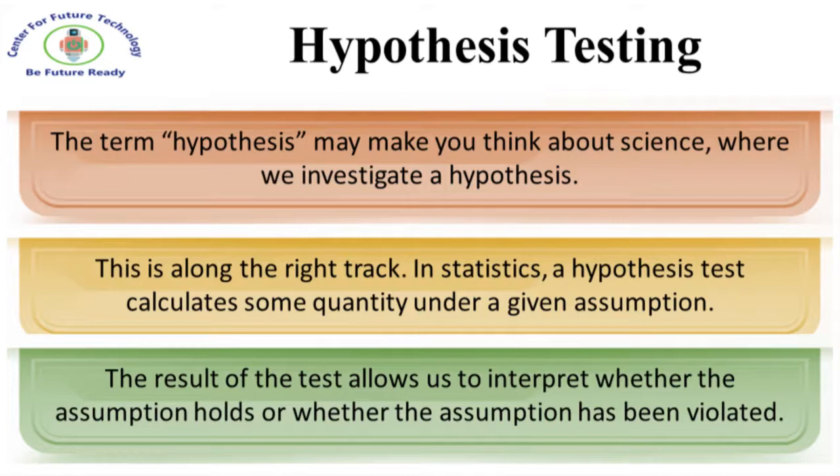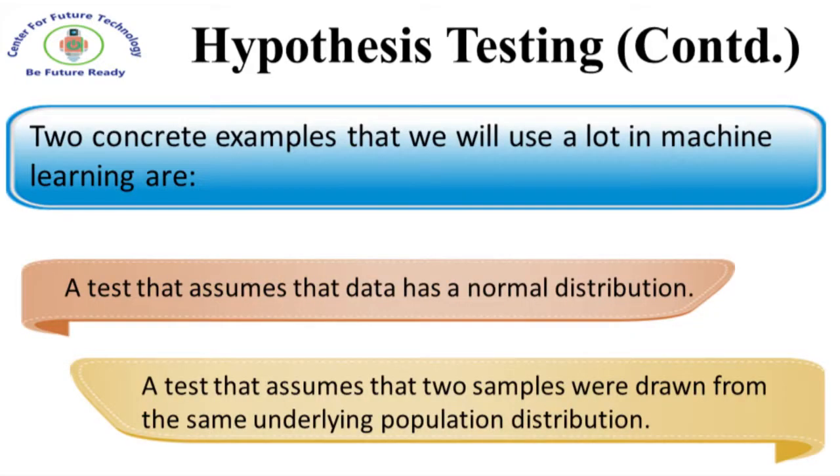This is along the right track. In statistics, a hypothesis test calculates some quantity under a given assumption. The result of the test allows us to interpret whether the assumption holds or whether the assumption has been violated. Two concrete examples that we will use a lot in machine learning are a test that assumes that data has a normal distribution, and a test that assumes that two samples were drawn from the same underlying population distribution.